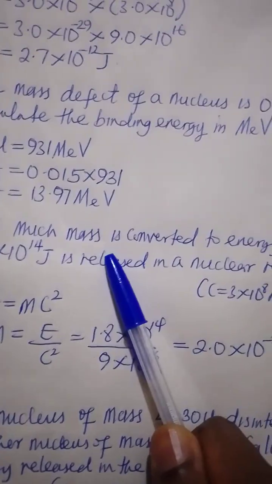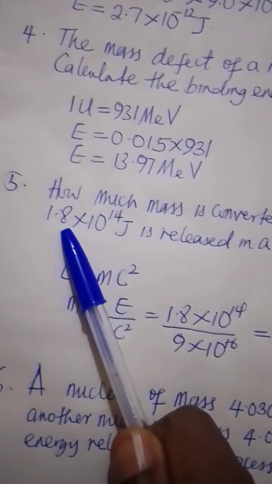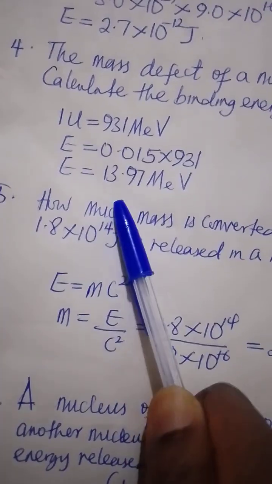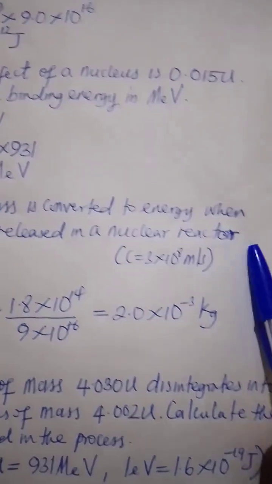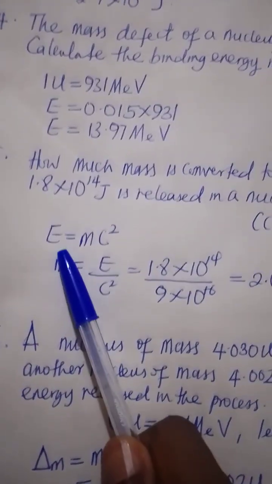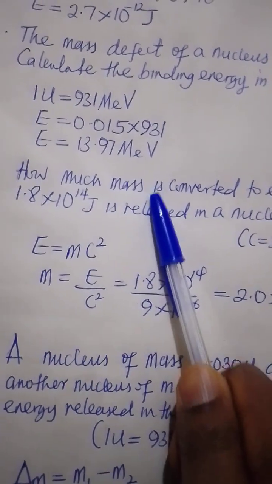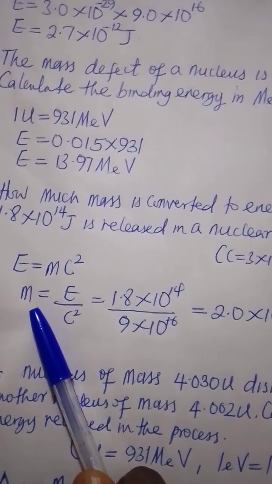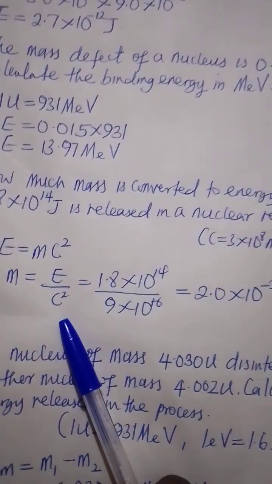How much mass is converted to energy when 1.8 times 10 raised to the power 14 joules is released in a nuclear reactor? Of course, we're given C again. So E is mc squared. How much mass? So we're looking for mass. We make M subject of the formula. So M is E over C squared.